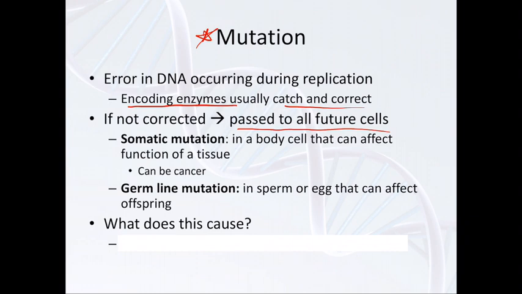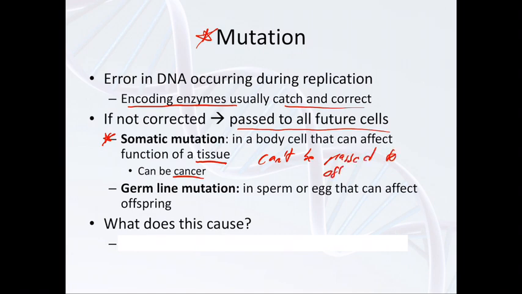Okay, there's two types of mutations. Somatic mutation is in a cell that's just a body cell, and this can affect an actual tissue, right? If a skin cell does this, it could turn into skin cancer. Okay, but that can't be passed on. Okay, it can't be passed to offspring.